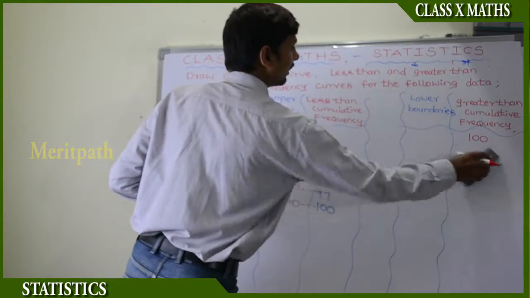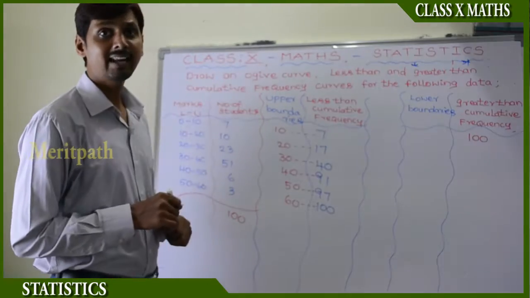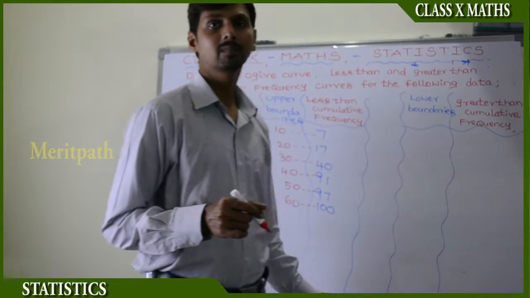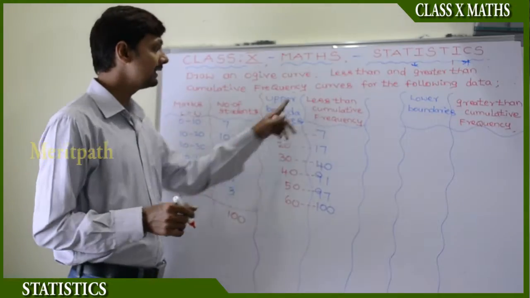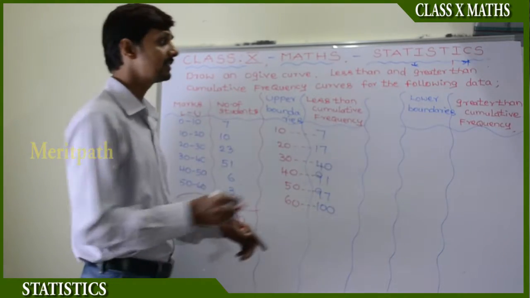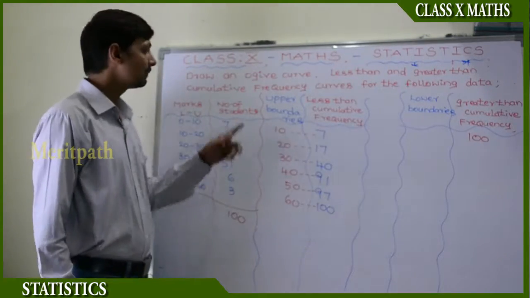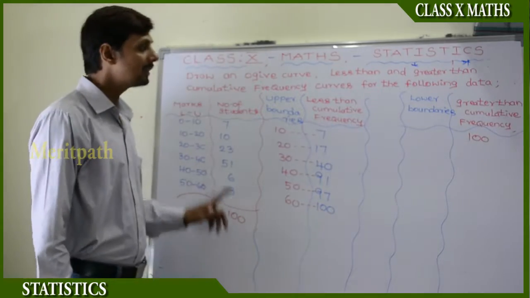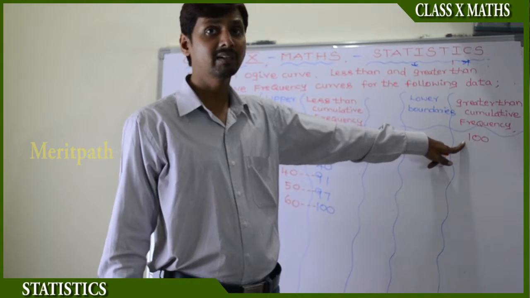Now let's find the greater than cumulative frequency. We get it by taking the last frequency of the less than cumulative frequency, which is 100, the same as the sum of all the frequencies. That 100 we take as the first greater than cumulative frequency.